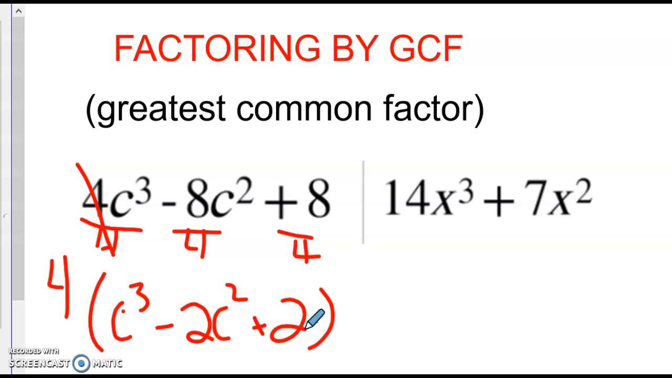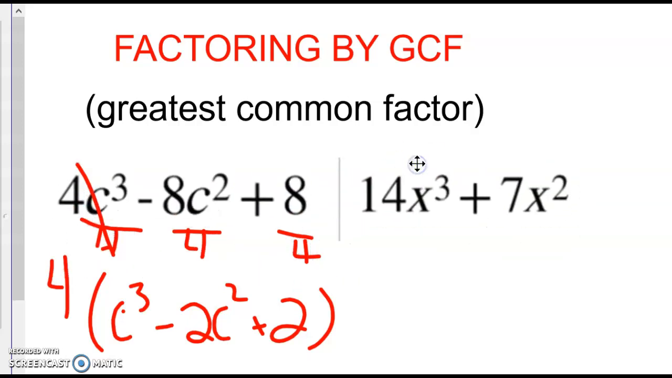Okay, for this next one, I have 14x cubed plus 7x squared. So, what I'm going to do is I'm going to first look at the numbers 14 and 7. I notice that they have a 7 in common. So that's one thing that I could pull out. However, I noticed that the x cubed and the x squared, they both have x's in their terms. Well, how many do they have in common?